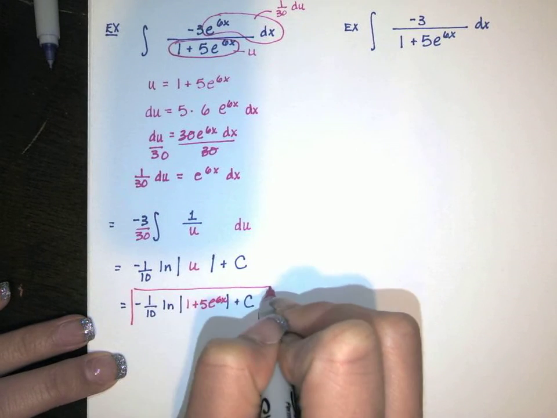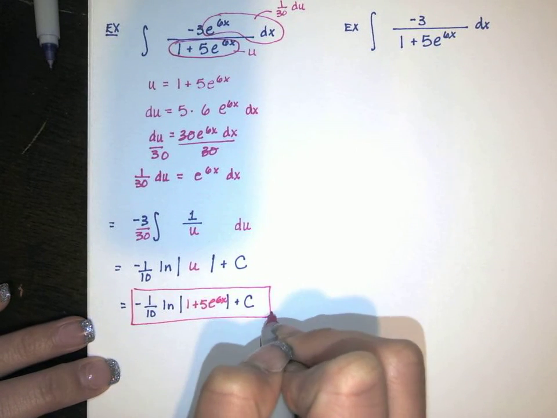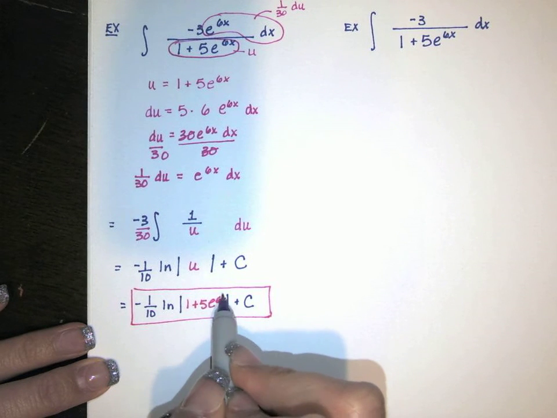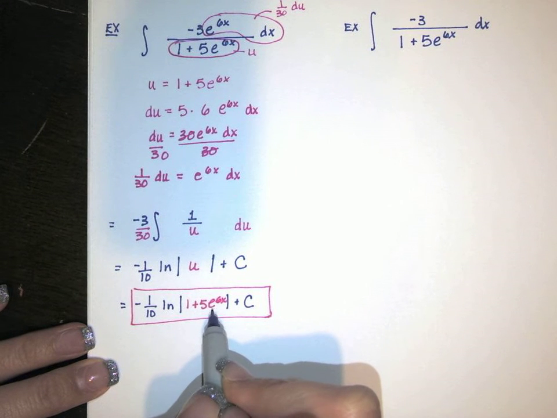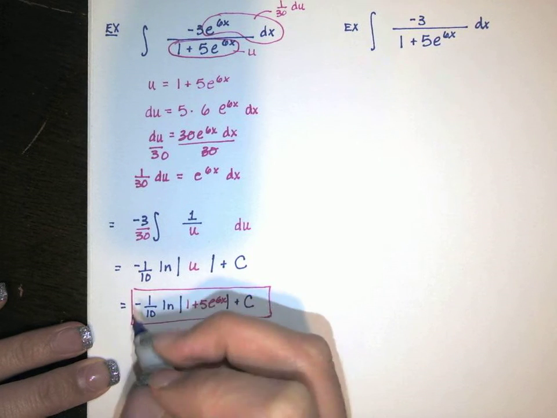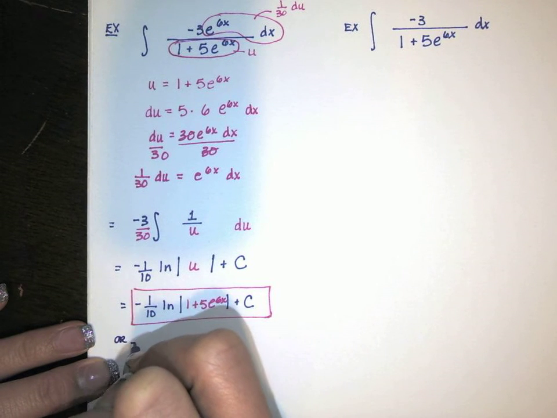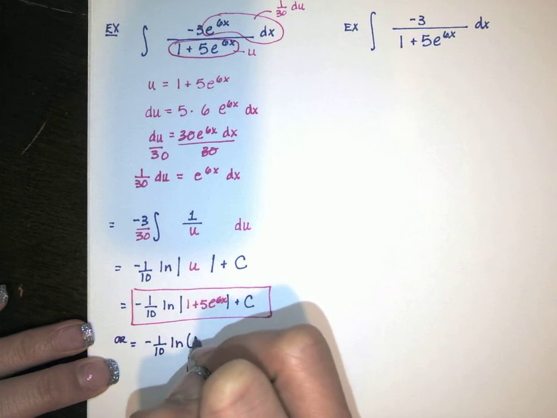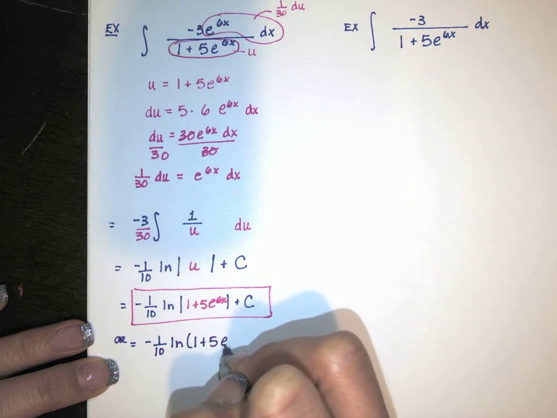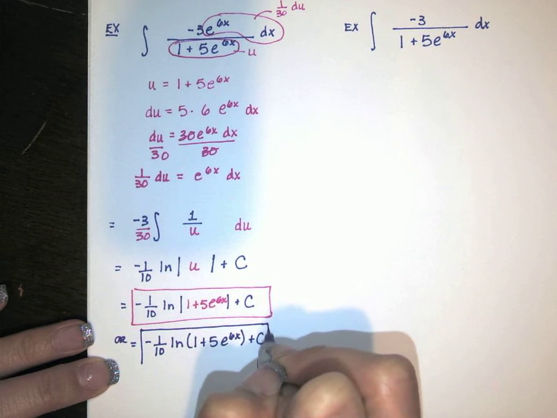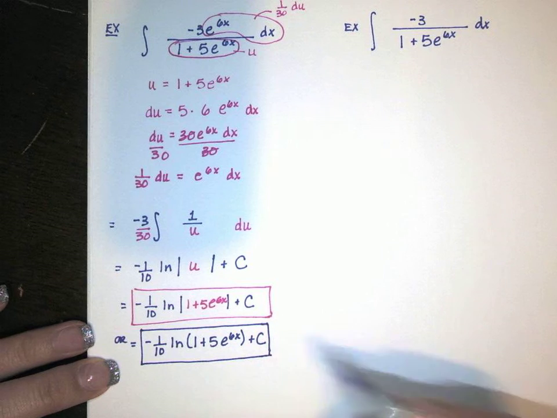We would be finished. But if you check your answer in the back of the book, this function is always positive because exponentials are always positive. If I multiply by 5, it's still positive. If I add 1 to a positive number, it's still positive. So if I'm checking my answer in the back of the book, what I might see is negative 1/10, natural log of 1 plus 5 e to the 6x plus c. And we're done.